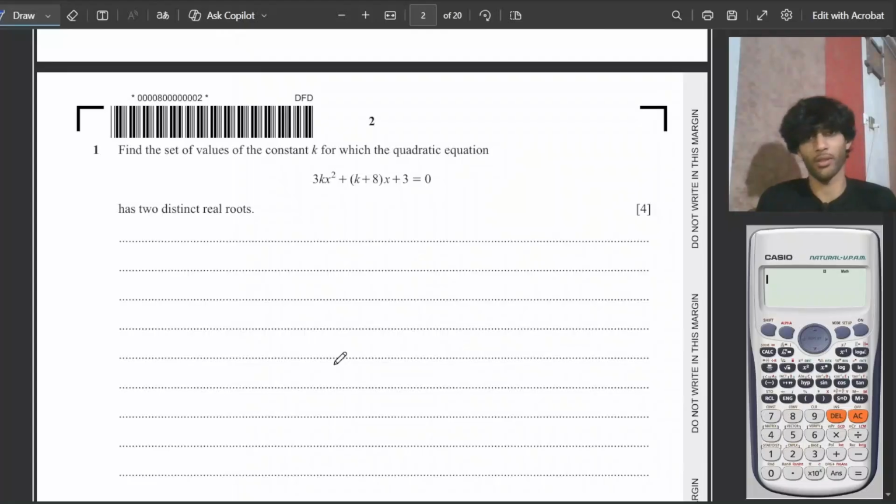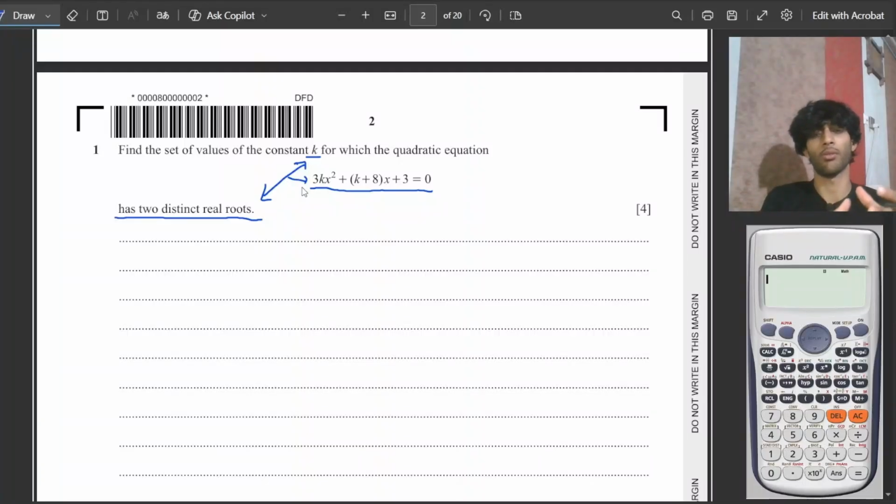Find the set of values of the constant k for which the quadratic equation something something something equals 0 has two distinct real roots. Now what this basically means is they're asking you to find the value for this constant k, and as you can see, this equation consists of the constant k. And then they give you a condition, that is that you have two distinct real roots. So what you have to do is connect all of these pieces and find the set of values of k based on all of these pieces.